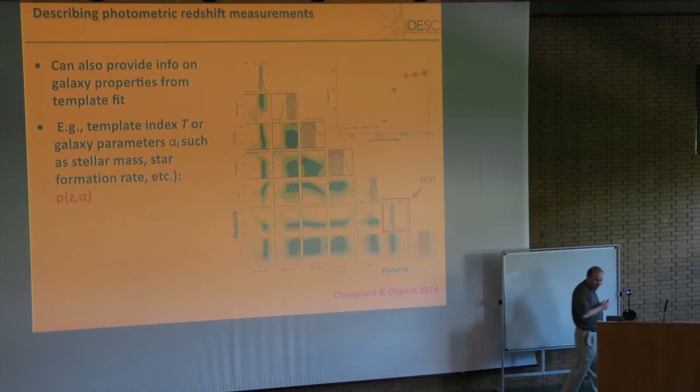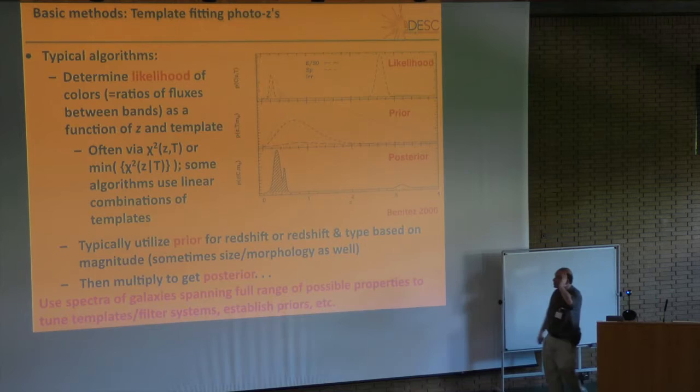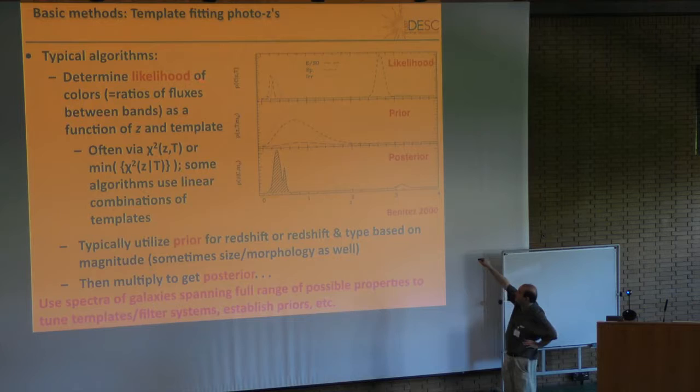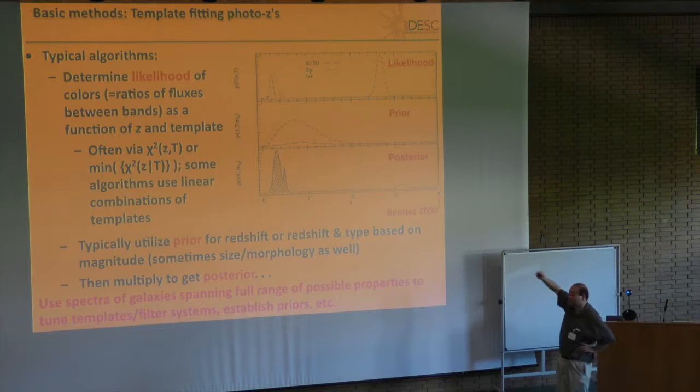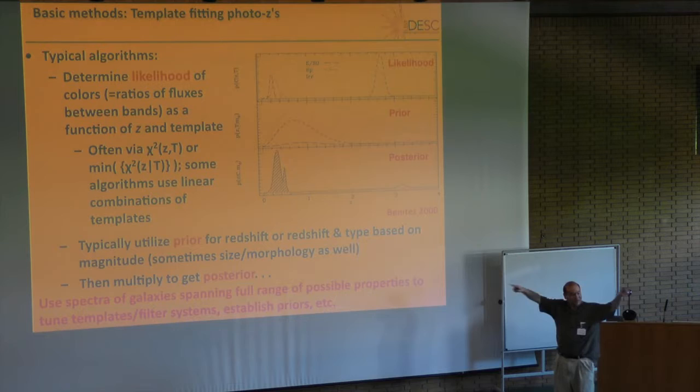Okay, so how does a template fitting algorithm work? Typically, the algorithm will determine the likelihoods of the colors, so the ratios of the fluxes between bands. I'll define color in the astronomical sense in a minute, as a function of redshift and templates. The likelihood often gets calculated as just chi-squared, so the differences between the observed values and the model values squared over sigma squared summed up. Or in some cases, the codes will do a calculation of chi-squared versus redshift for each template and just keep the minimum chi-squared out of all those templates at a given redshift, which is not the proper marginalization.